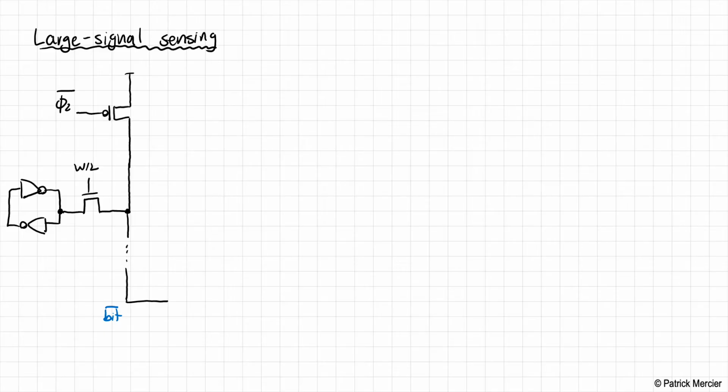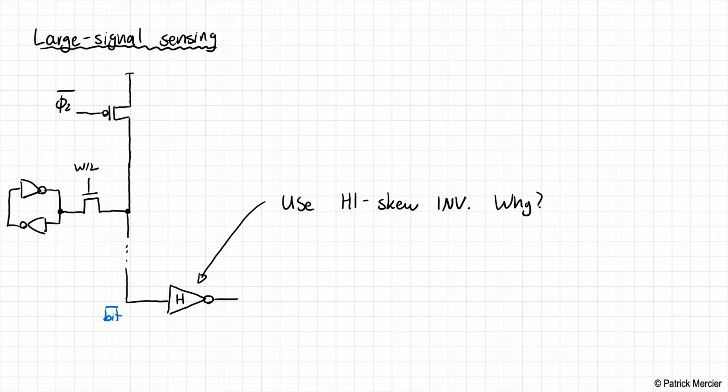So we could just put an inverter here as our sensing element. That would work fine. Well, it functionally works, but it's not super fast. One way to improve the speed here is to use a high skew inverter. So for large signal sensing, we tend to use a high skew inverter. So the question would be, why?